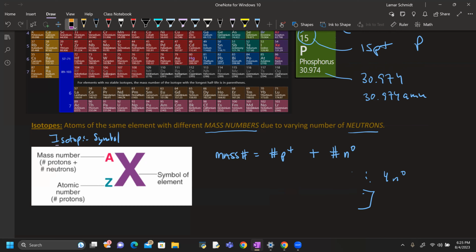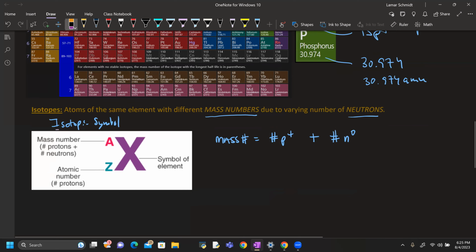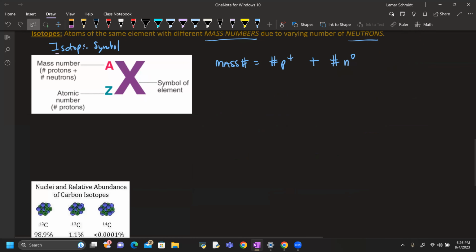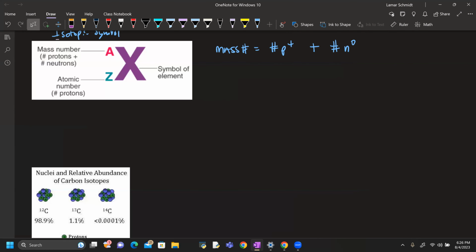Now, how do we know what isotopes exist for various atoms? Well, we're going to get into that a little bit later on in mass spectroscopy. However, that information is going to be provided for you. So what does that look like? For instance, we know that there are 3 common isotopes of carbon. We have carbon 12, carbon 13, and carbon 14.